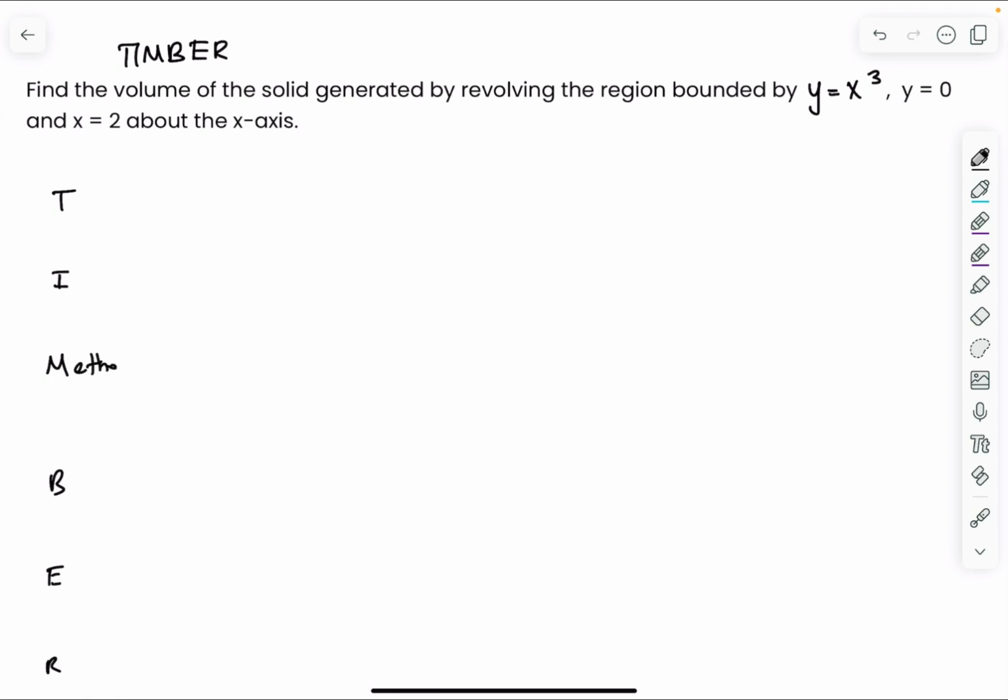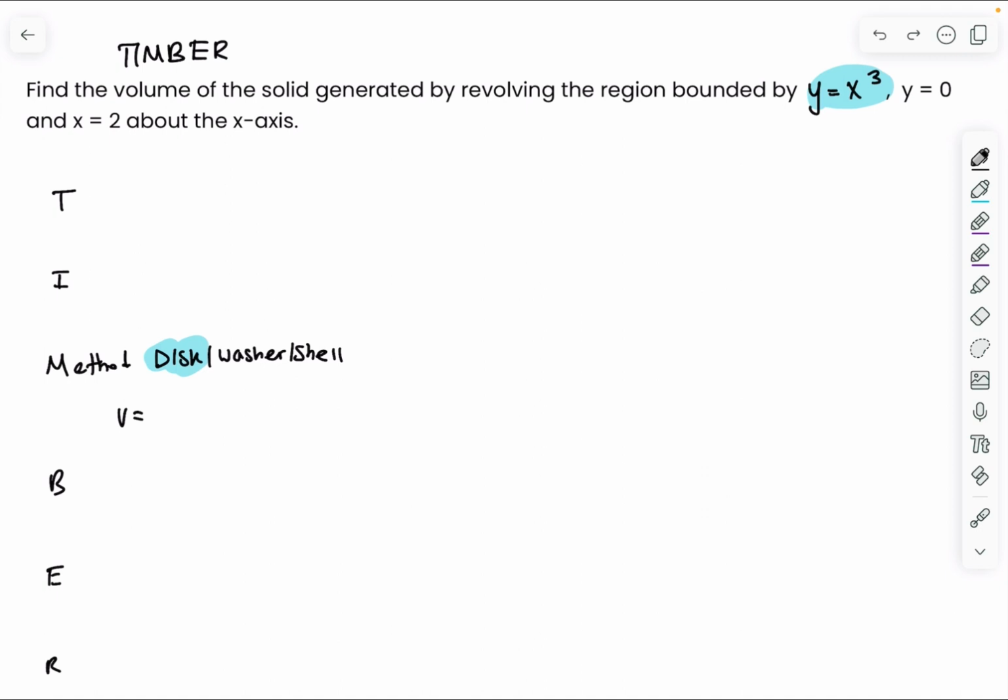M is the method. So I always like to write down the methods that I have available to me. So it's disc, washer, and shell. Which method am I going to use? Well, I look at my information. If I only see that there's only one function of x, then I'm going to use disc. If there were two, then I would do either washer or shell. So once I choose my method, I write the formula down.